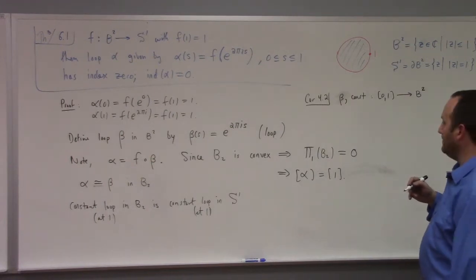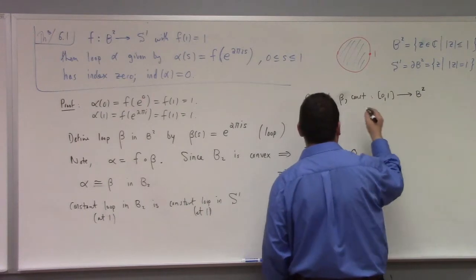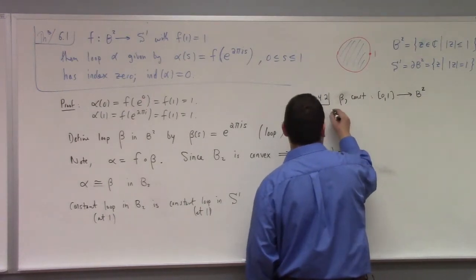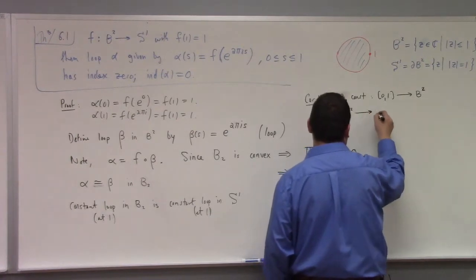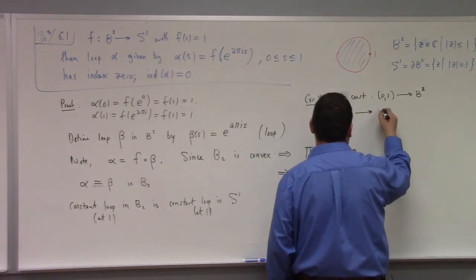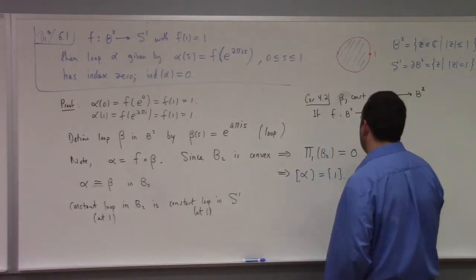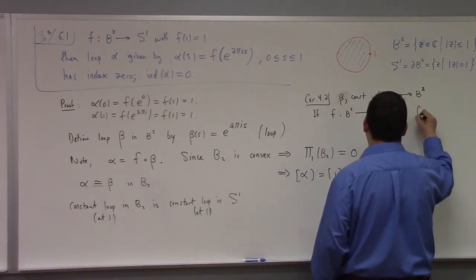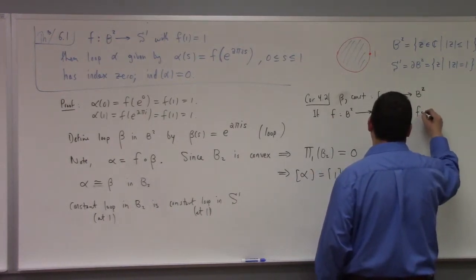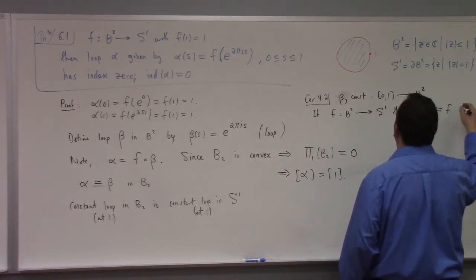Yeah. Okay. And then corollary 4.2 says that if we have a map from a convex space, which would be B2, to some other space, so in this case, F is our map. So S1, I guess. Yeah. It says that F of beta is homotopic to F of the constant loop. Okay.